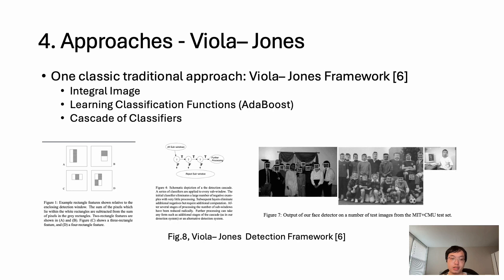On the left side, there is the handcrafted feature that is used in the Viola-Jones algorithm. And here is the cascade classifier architecture. On the right side, there is an application in face detection. It has a very good result, around 2000.